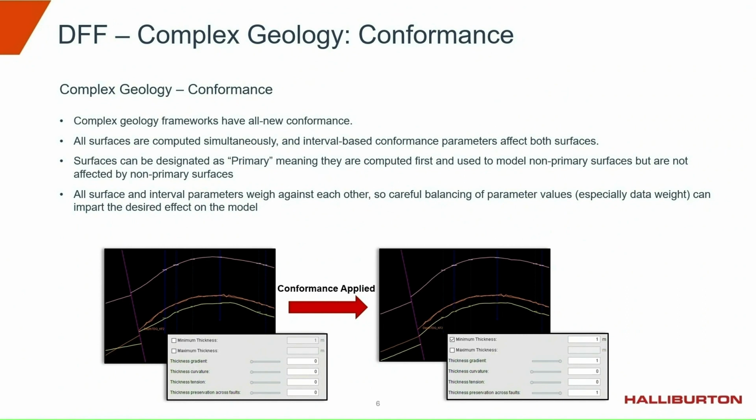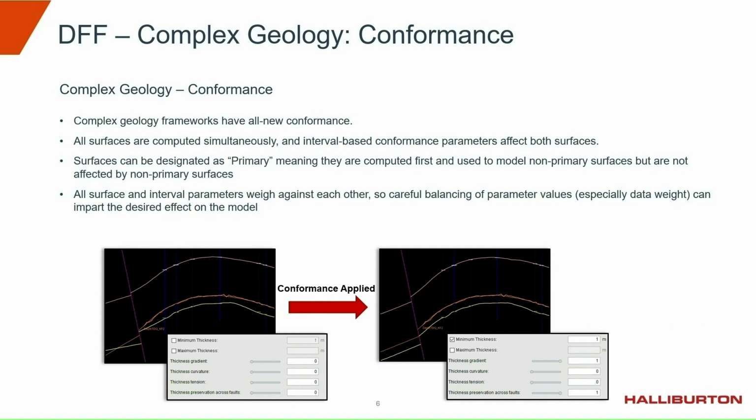Instead of using parent-child relationships between two surfaces, conformance is applied directly to the interval defined by two surfaces. So based on the framework's parameters, both surfaces can move to satisfy the conformance settings. There are a lot of options available to control if and how this is done. Complex Geology conformance also has a lot more control over the nature of this relationship.